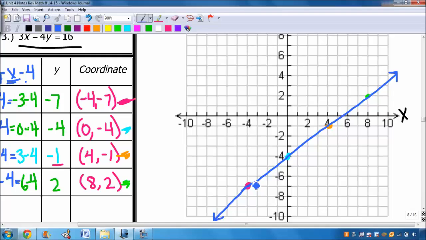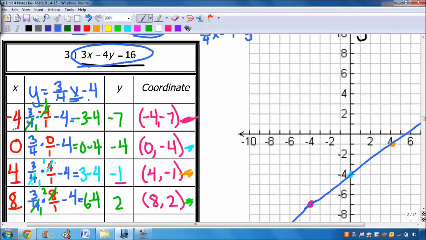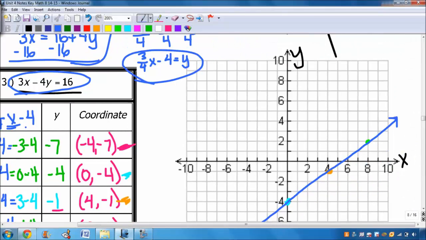And then you've got to label your equation with your line. It doesn't matter if you use the original equation right here or the isolated y equation. It's 100% totally up to you. Okay, so if you want to label it 3x minus 4y equals 16, totally fine. If you want to label it 3/4 x minus 4, that's fine as well. So I'm going to write down 3x minus 4y equals 16, and I am all set to go.